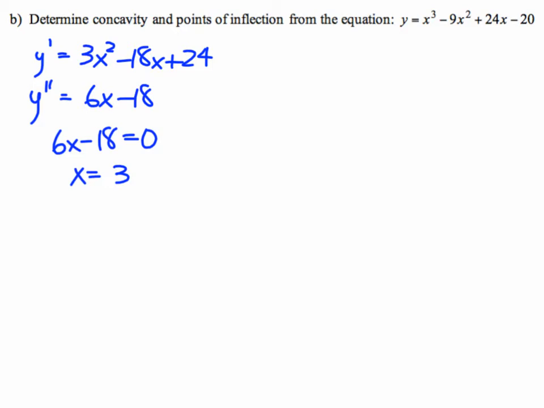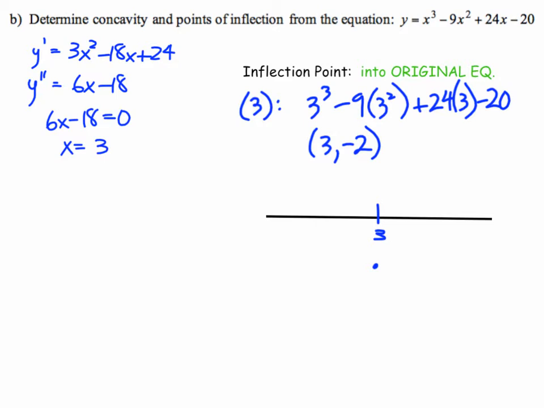So if I take the value x equals 3 and substitute it back into the original equation for x, I get 3 cubed minus 9 times 3 squared plus 24 times 3 minus 20. And when I solve this, I get a y value of -2. So you can see that I've sketched on a graph my x value of 3, and I've placed the ordered pair (3, -2). That's where the point of inflection occurs. And I determine the inflection point by substituting my critical value with the second derivative into the original equation.